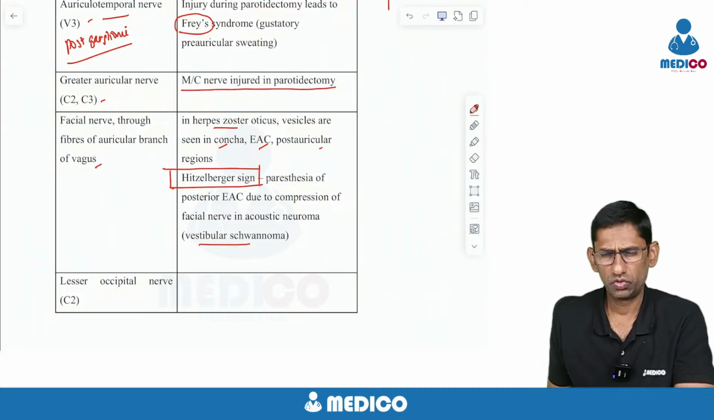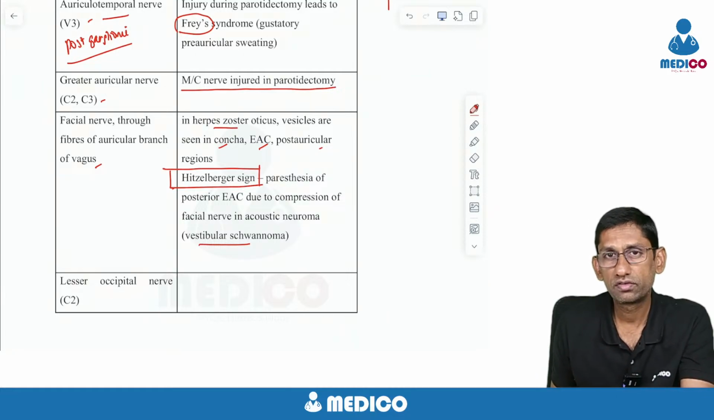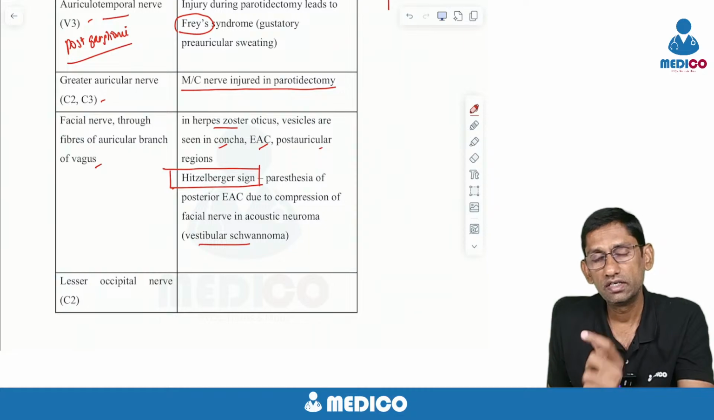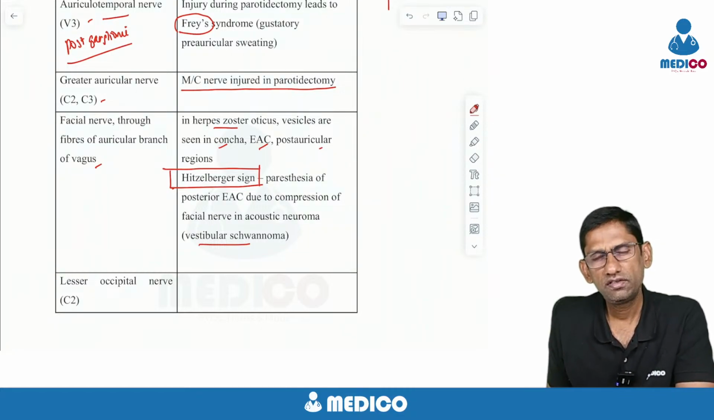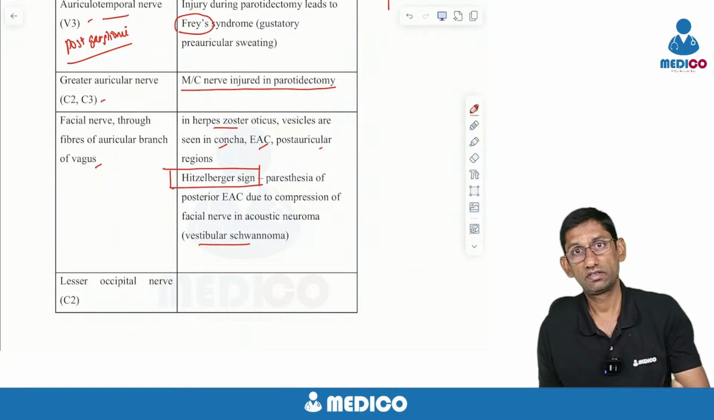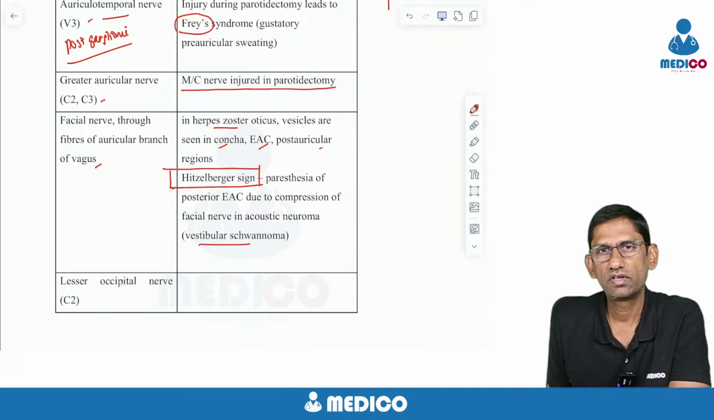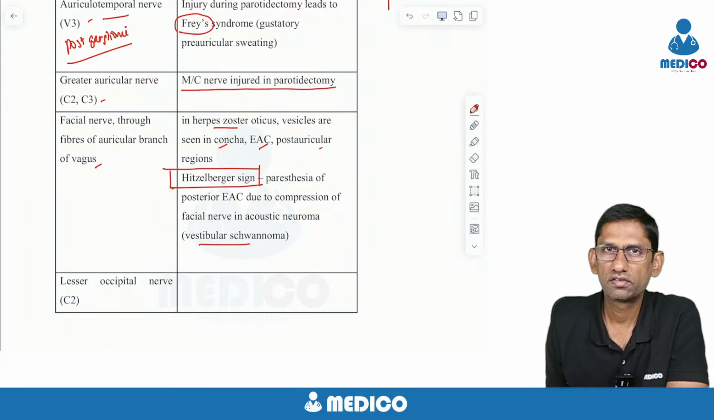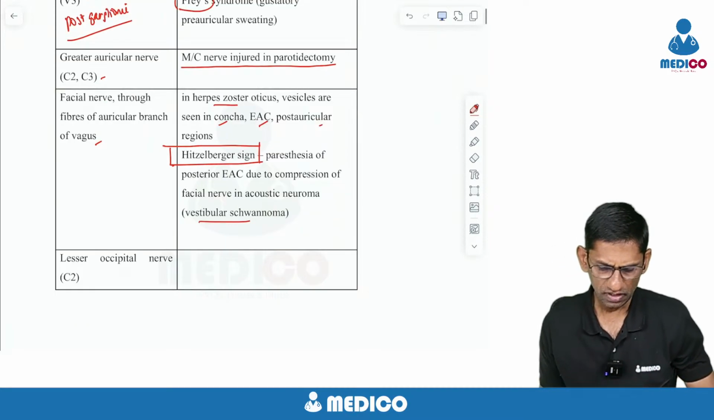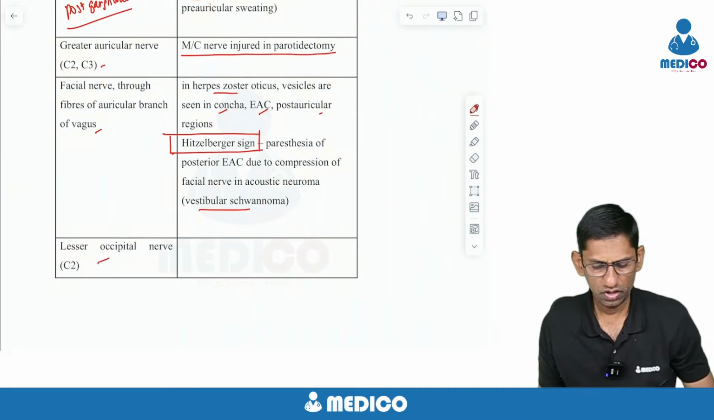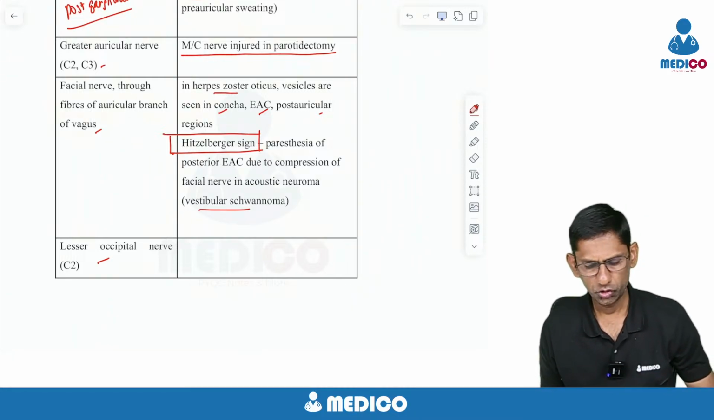Usually, when the vestibular schwannoma compresses, the first nerve to get compressed is the trigeminal nerve, and the earliest sign is loss of corneal reflex. But here, the facial nerve gets compressed; it is the second nerve to get compressed. So what is the earliest sign of facial nerve compression? This is the Hitzelberger sign, paresthesia of the external meatus and the concha. And a very little supply goes from the lesser occipital nerve, not much significant, but you need to remember that also.